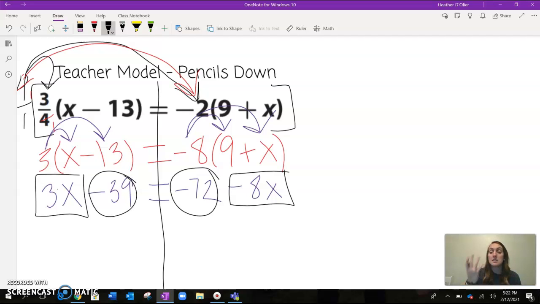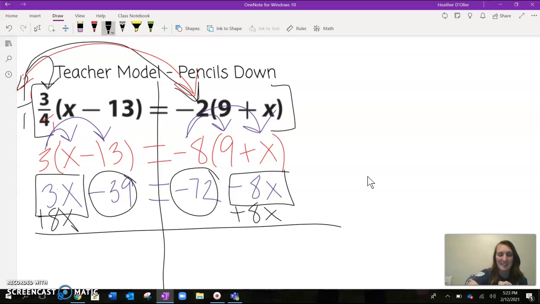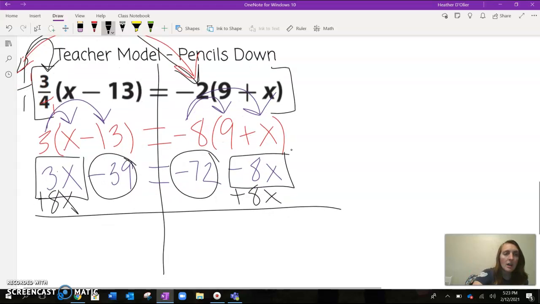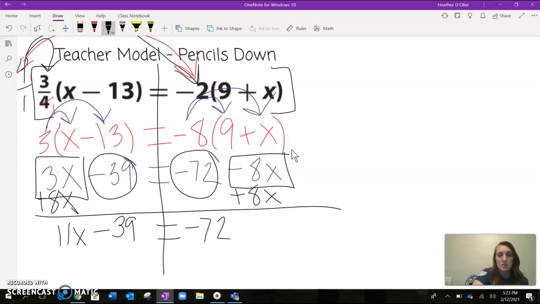So now I'm focusing on that smaller coefficient, which is negative 8x, because it's a negative. So I'm going to add 8x. That's the inverse operation. And this is just going to make it so now I only have a variable on one side. 3x plus 8x is 11x minus 39 equals negative 72.